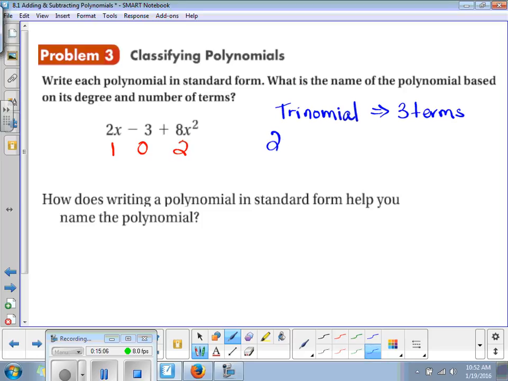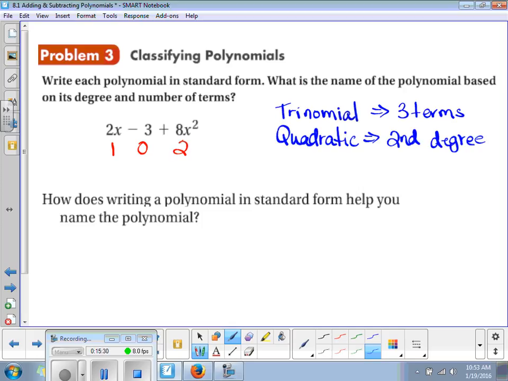Oh, let me write the name. Because it's a second degree polynomial, what kind of polynomial is it? This is a quadratic. Very good. Because it is a second degree. Okay.